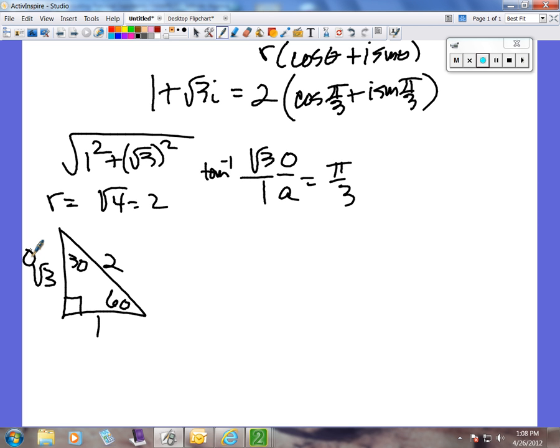Because this is opposite the 60. See, tangent is opposite over adjacent. We need to find the angle that the square root of 3 is opposite of. And then I just changed 60 degrees to terms of pi. How many times does 60 go into 180? And then that's your pi over 3. All right.